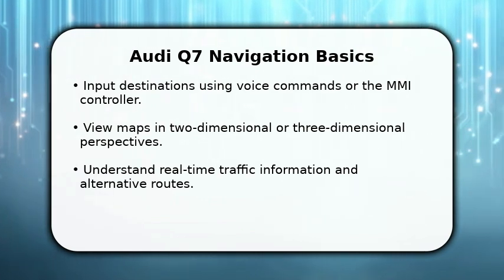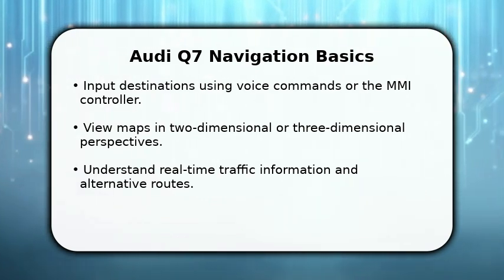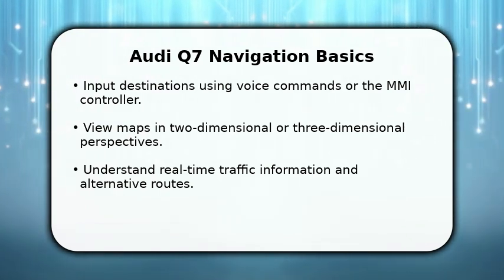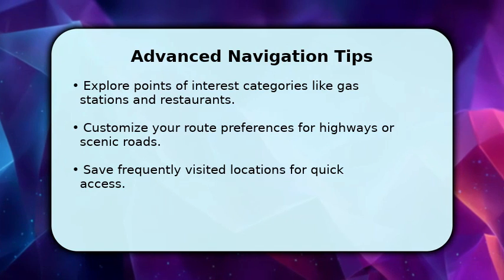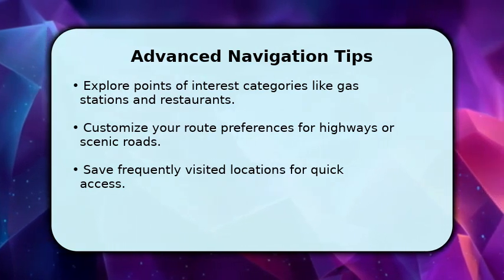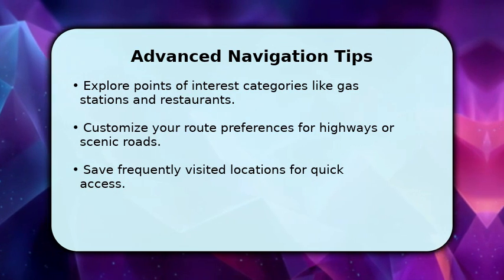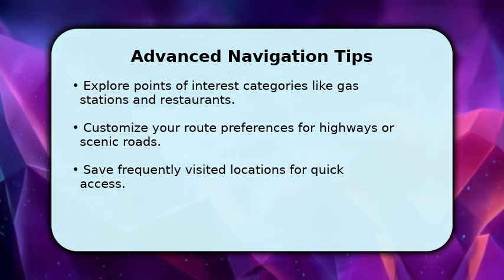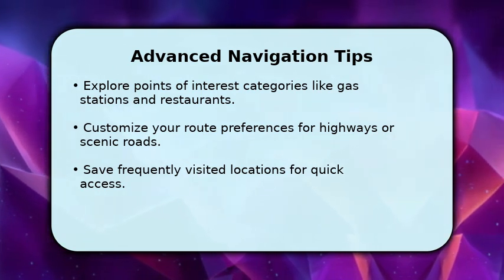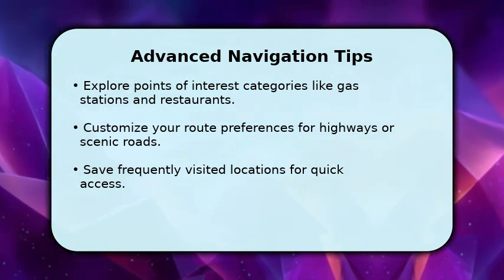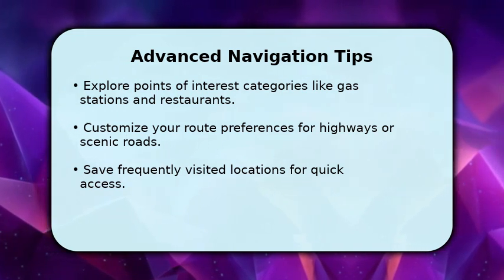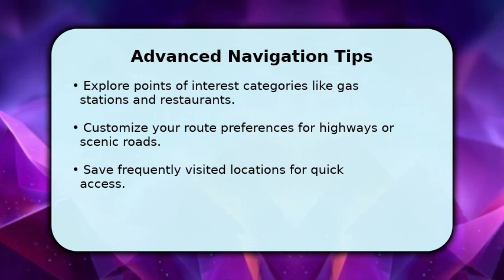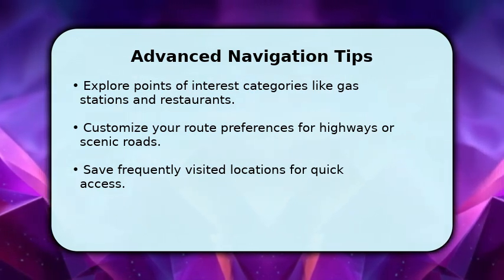You can also choose to view your map in either a two-dimensional or three-dimensional perspective, making it easy to visualize your route ahead. Now, let's dive into some advanced features. The Audi Q7 navigation allows you to easily search for points of interest, such as gas stations, restaurants, or parking, directly from your map. You can also customize your route preferences, choosing to avoid highways or select the most scenic path. Saving your favorite destinations ensures quick access for future trips, saving you valuable time.